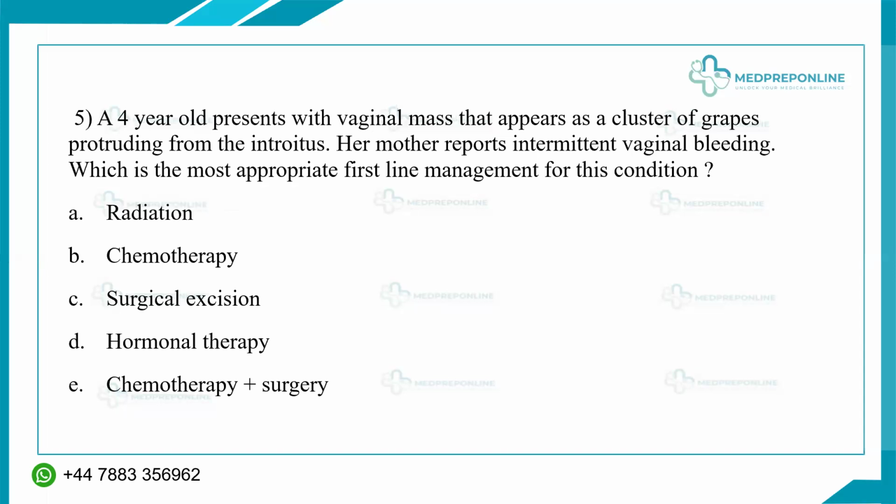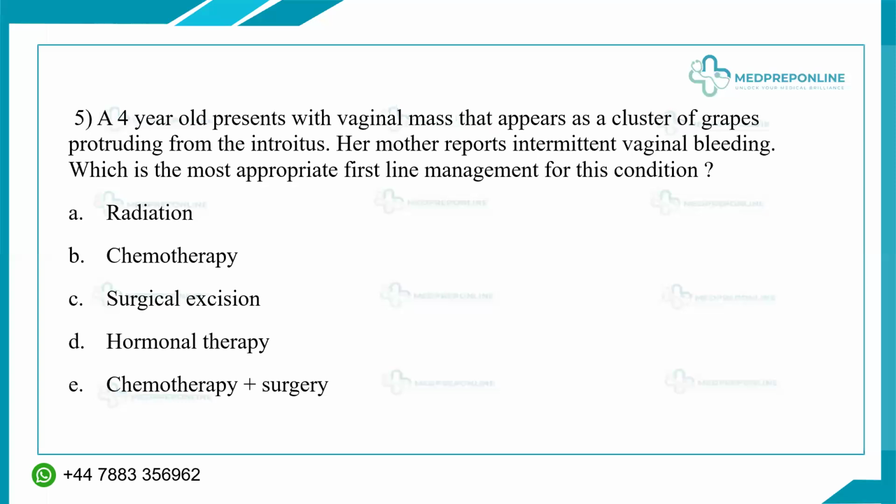Now coming to the next question and the last. A 4-year-old presents with a vaginal mass that appears as a cluster of grapes protruding from the introitus. Her mother reports intermittent vaginal bleeding. What is the most appropriate first-line management for this condition? First-line management, 4 years. I think I will go with hormonal. What do you think the condition is? Let's diagnose the condition first.